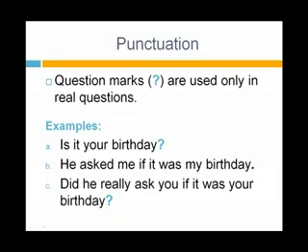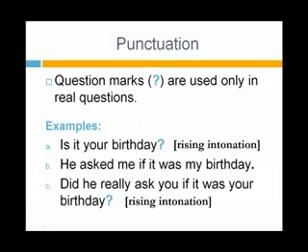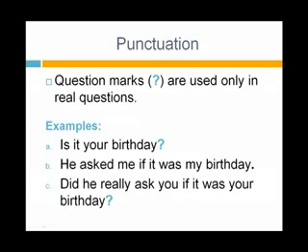Correct punctuation, of course, is important in our writing, but even when we're speaking, we have to understand whether we're asking a real question or just reporting one. Examples A and C are real yes-no questions. Our voice goes up. There is rising intonation. Is it your birthday? Did he really ask you if it was your birthday? Example B is a reported question, a statement, so we have falling intonation, which means our voice goes down. He asked me if it was my birthday.